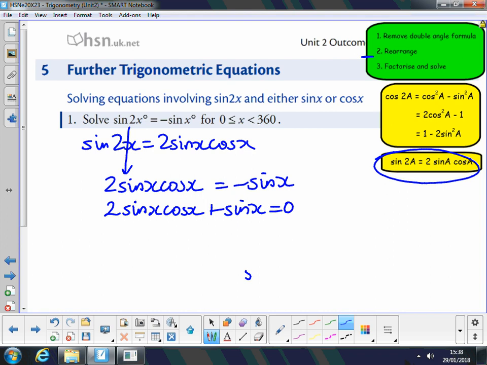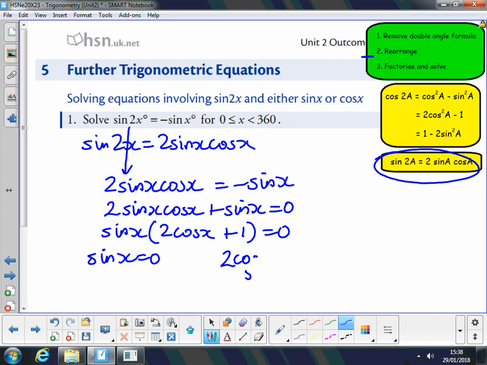And now what we're going to do is factorise and solve. So your common factor for this is going to be sine x. Take sine x outside the bracket. Inside the bracket you've got 2 cos x plus 1 is equal to 0. And you're going to solve those, set both of those factors equal to 0. So we have sine x is equal to 0, and we have 2 cos x plus 1 is equal to 0.